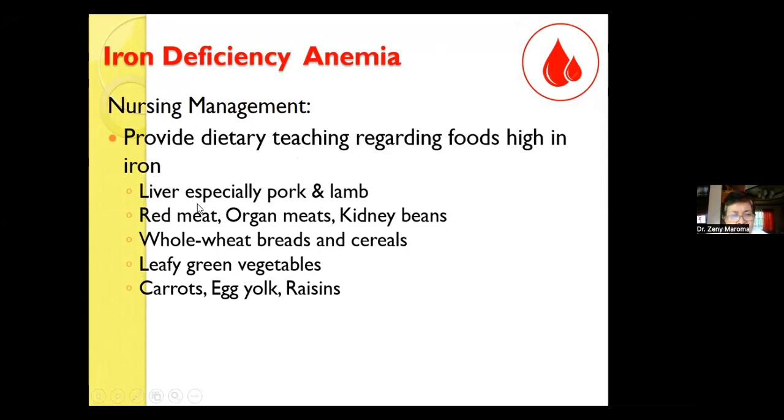Ayan. So, kumakain naman kayo yan. Liver, especially pork and lamb. Medyo mahal yan. Red meat, organ meats, kidney beans, whole wheat breads and cereals, green leafy vegetables, carrots, egg yolk, raisins.